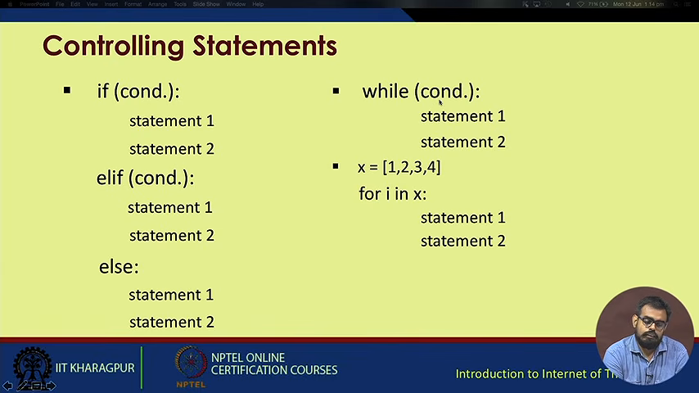Another loop you consider is the while loop. You have while, condition, colon. After indentation you have statement 1, statement 2, that's it. Now for a simple example, suppose x equal to 1, 2, 3 and 4. This is a list, x is a list. Now for i in x, that is you iterate over the indexes 0, 1, 2, 3. So for i in x, you give a statement, you give another statement. So you can modify it in various ways. We'll check it out later.